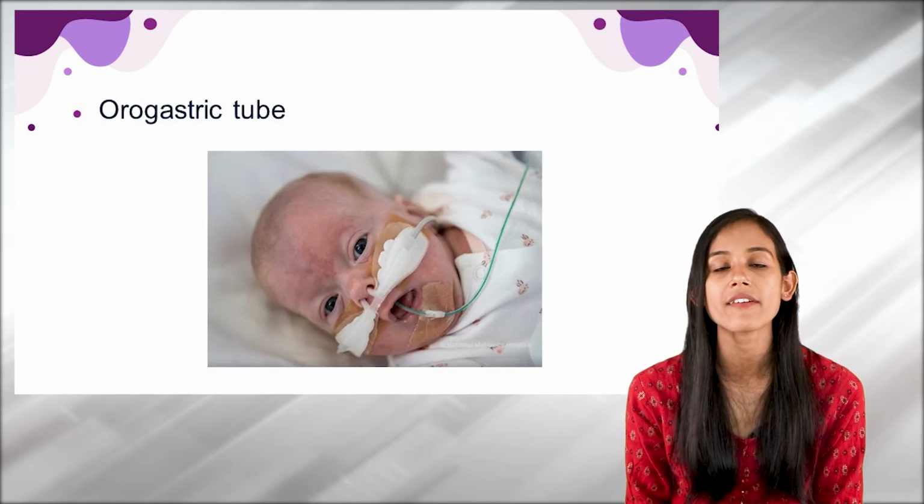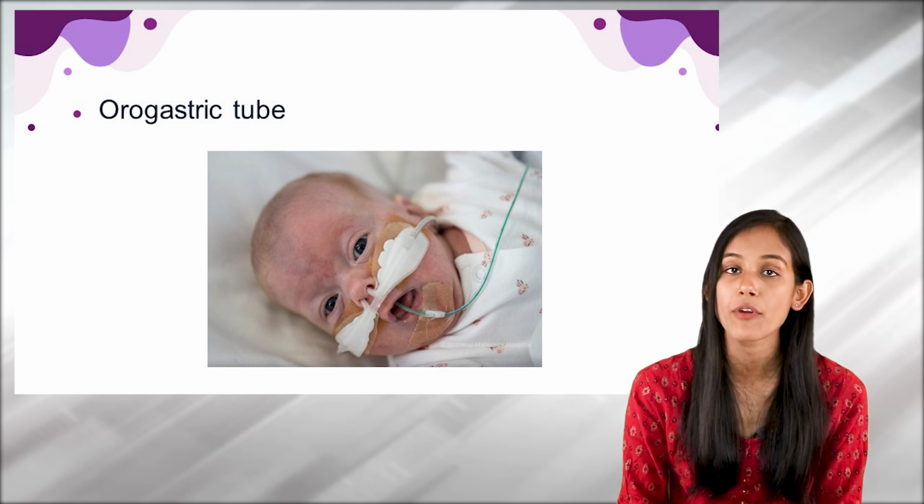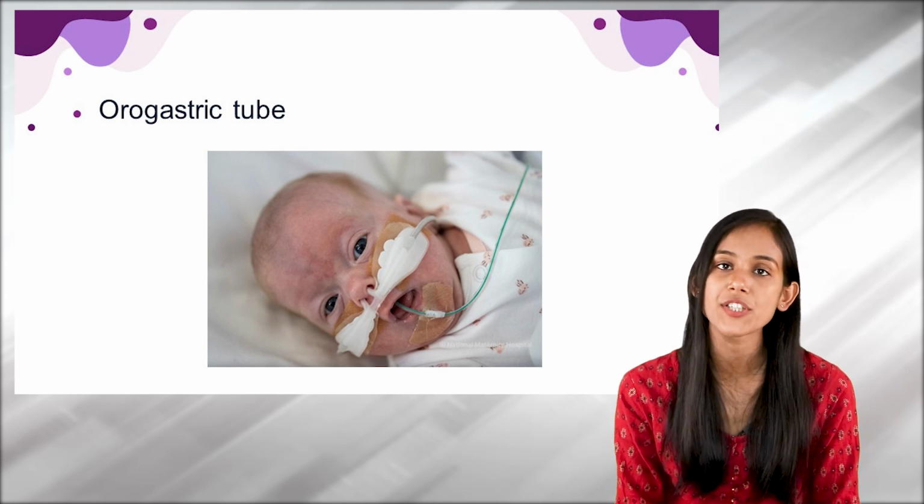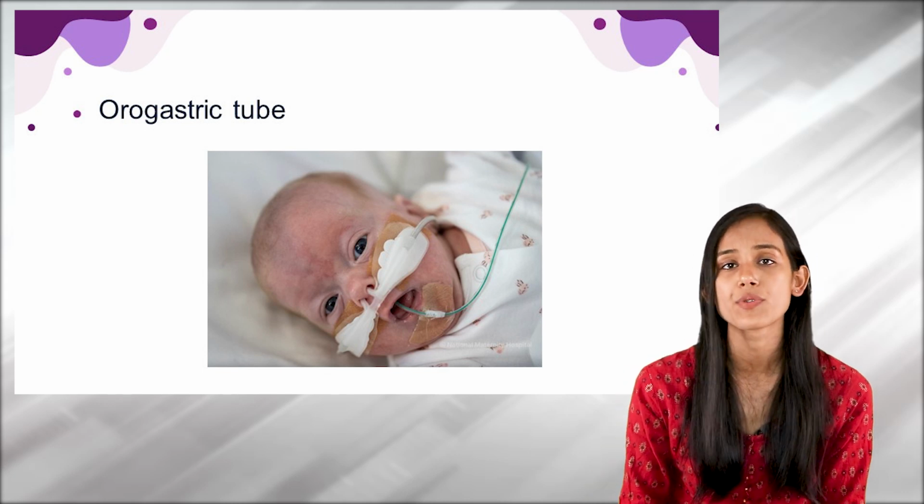So we can give breast milk or formula milk, or any food that is recommended for the baby. And then we also have an orogastric tube. This tube basically goes to the stomach from the mouth. We insert this orogastric tube in the mouth and then it goes till the stomach. And this is also used for feeding.